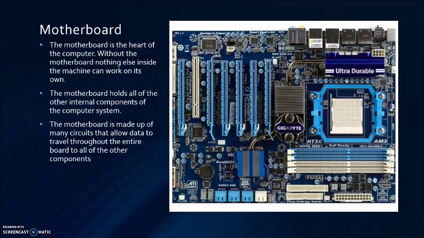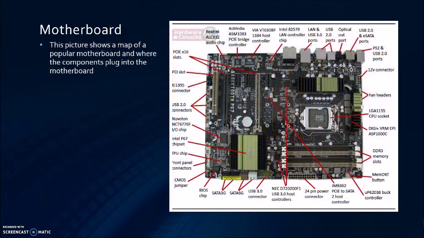The first major component is called the motherboard. The motherboard is really just a giant circuit board. Without the motherboard, nothing else that's inside the computer will work on its own. The motherboard is made up of a bunch of different circuits that allows data to travel through the entire board to every other component that's plugged into it. This picture shows a map of a motherboard and gives an idea of where everything will plug into the motherboard.